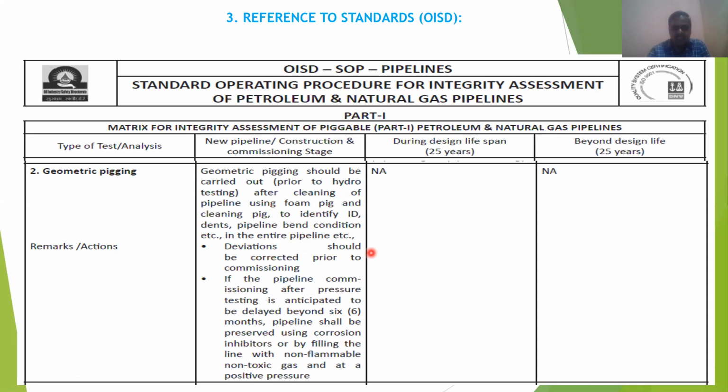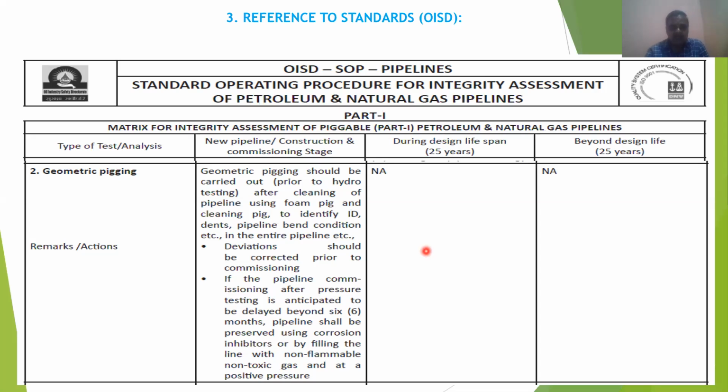Remarks and actions: deviations should be corrected prior to commissioning. If you are running after this pig, you will find some deviations. Read the report. If any deviations are there, those deviations should be corrected prior to commissioning.